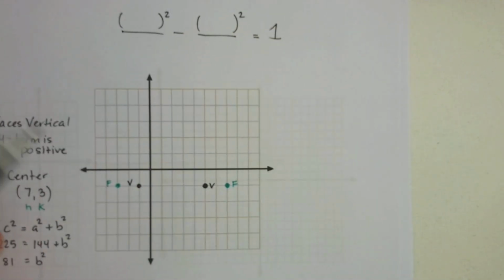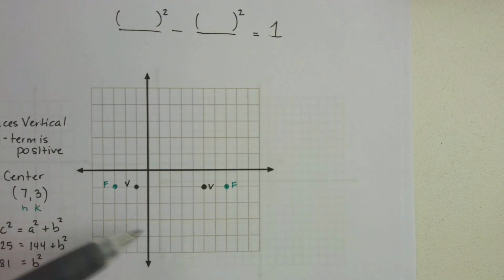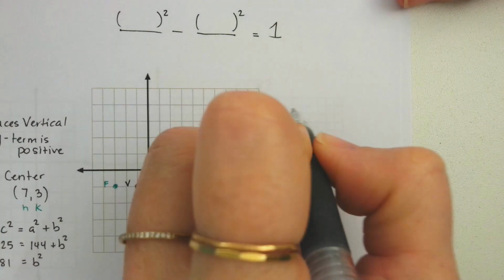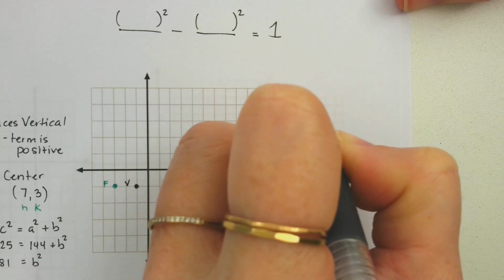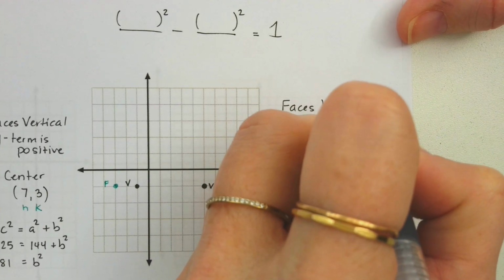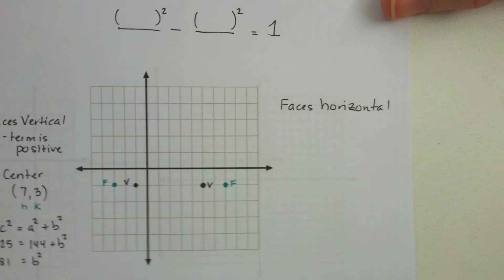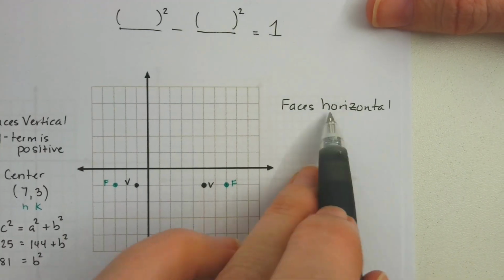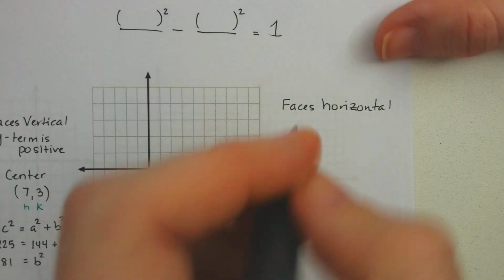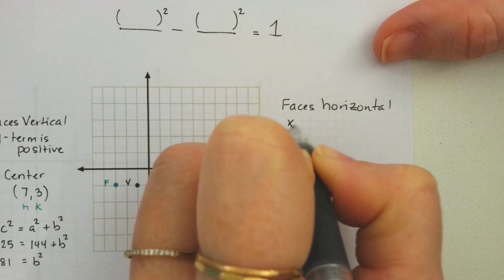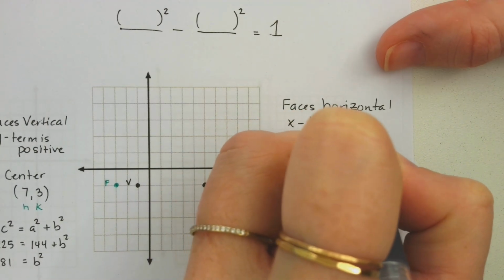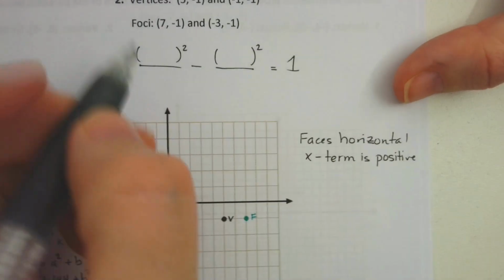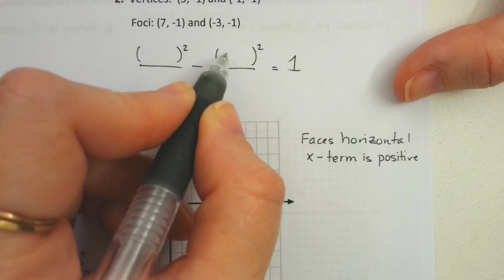Okay. So looking at the direction it's going to face based on just the points. Can we tell which way it faces? Yeah, left and right. It's going to face horizontal. Faces horizontal, which makes me immediately think about the x-axis, telling me that the x is the positive term. I think about the horizontal axis. X term is positive. So I can go ahead and write in, at least now I know that this should be an x as the positive one and the y is the negative one.